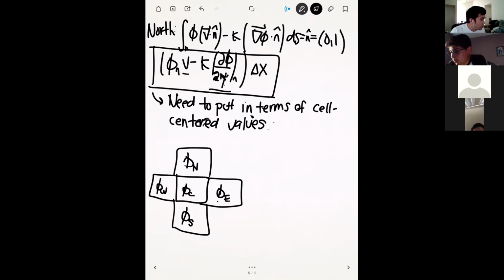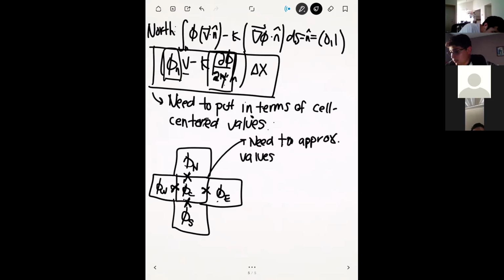And so what we need to do is make 8 approximations, because we need to approximate both this guy, which is just the value of the solution at the cell face, and also this guy from our diffusion term, which is the derivative of the solution at the cell face. What I've indicated with X's here are the cell side values that everything is in terms of right now. So we need to approximate the values at the X's with the cell-centered values.